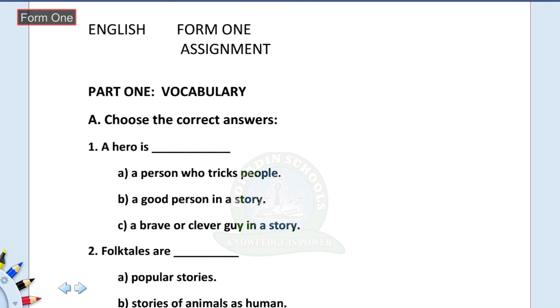Well, a hero is a brave or clever guy in a story. So, you have to circle the third option, C.